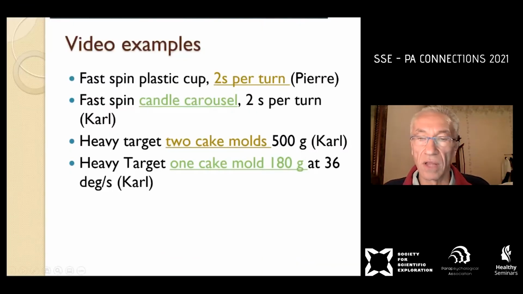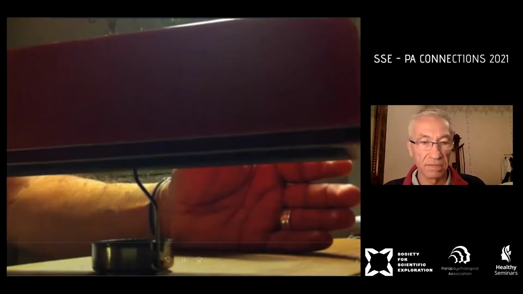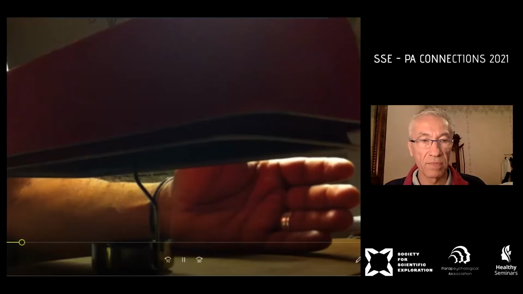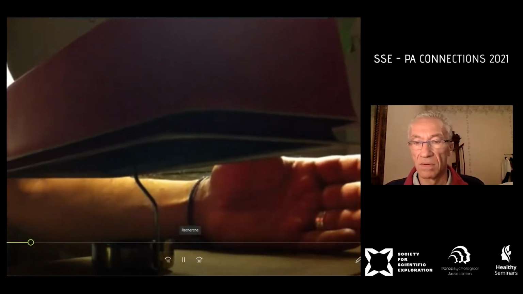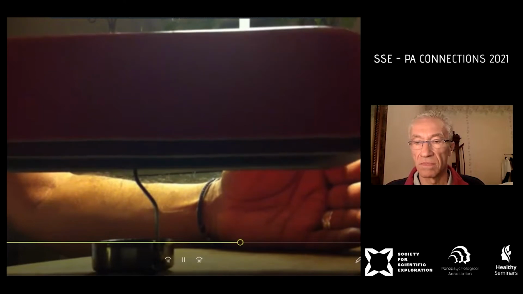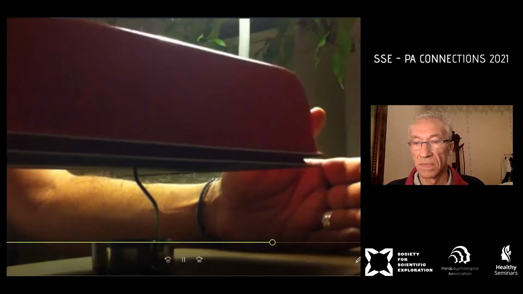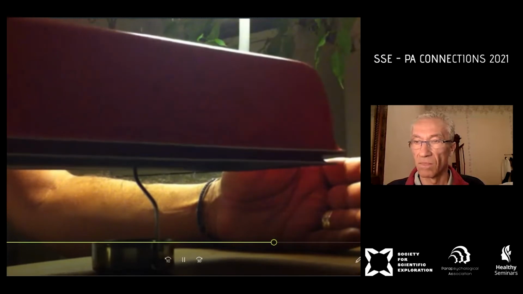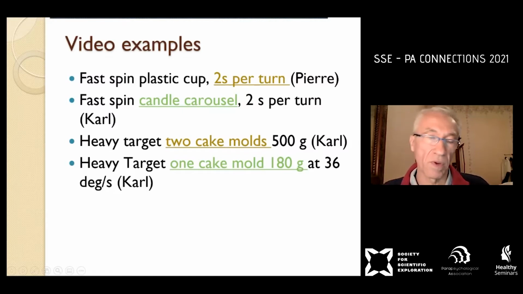So I will show you another example. This time it's a heavy target. It's 500 grams. So the movement is slower because of the big moment of inertia. And then a little bit quicker. So these are two examples where the practitioner is making his own video.